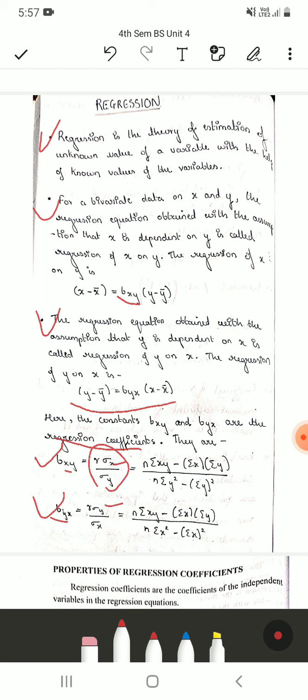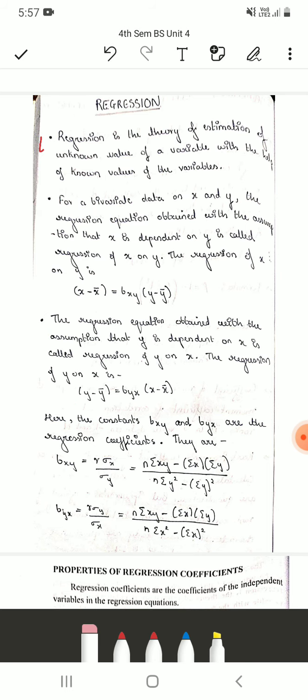Suppose r and standard deviations are not given and you are given the data with the values of x and y, then the regression coefficients are calculated with the help of these formulas. That is, bxy equal to n into summation xy minus summation x into summation y divided by n into summation y square minus summation y the whole square. This formula is derived from the earlier formula. You don't need the derivation, just remember the formulas. Similarly, the regression coefficient byx equal to n into summation xy minus summation x into summation y divided by n into summation x square minus summation x the whole square.